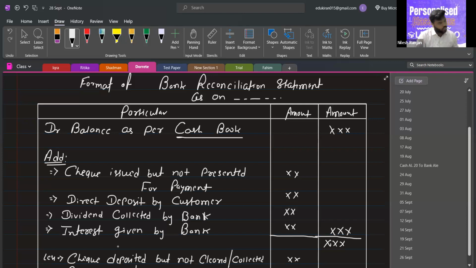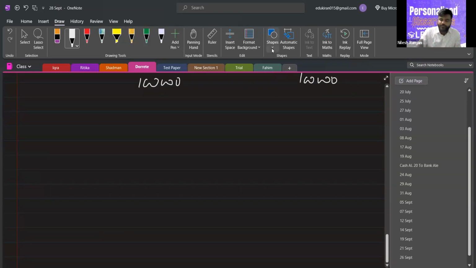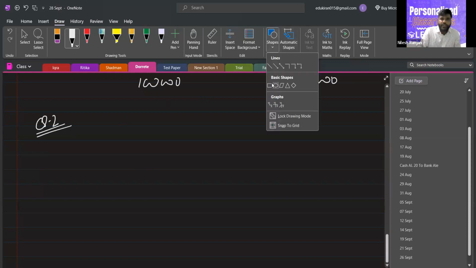Okay, there is a small question given here. Let me solve this question, then you will understand. It is question number 2. I'm also reading the question.